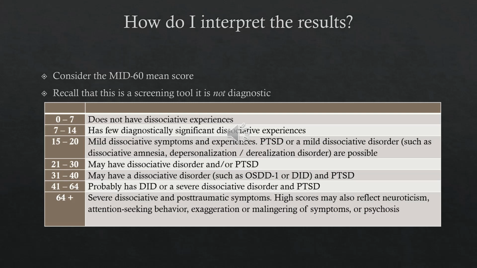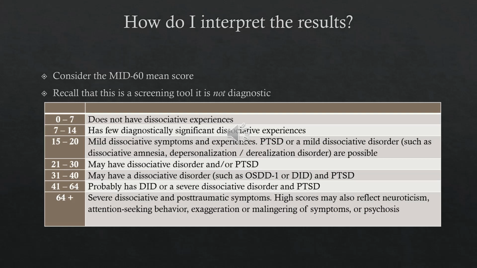So if you see that your client has a score of 35, you can suspect they're pretty dissociative. And you'd look at this and go, well, it looks like they've got a dissociative disorder, and then you could look further into it. Is this a subclinical variant of DID? Is it DID? And also there's likely to be PTSD there as well. So this is a guide, it's not prescriptive. Unlike the MID, which is diagnostic, this is a screening tool.